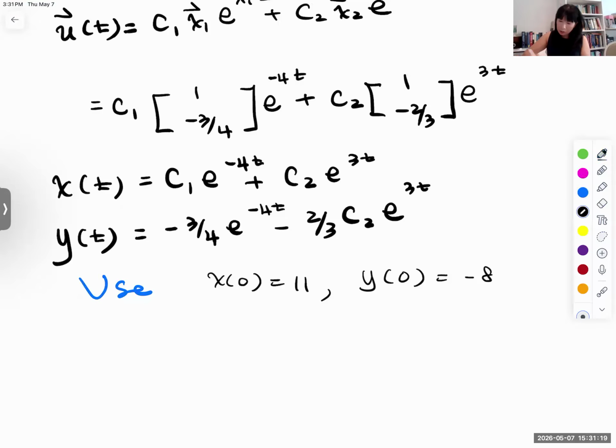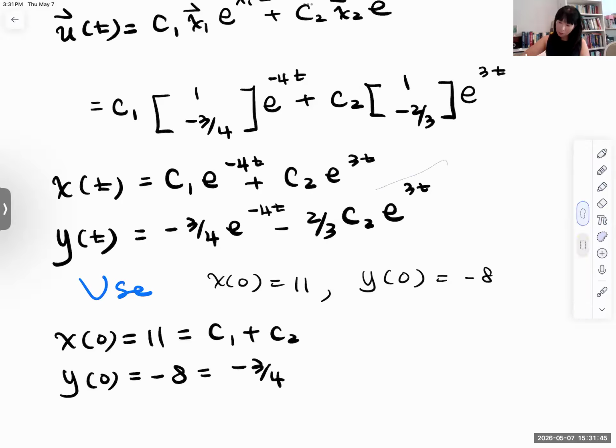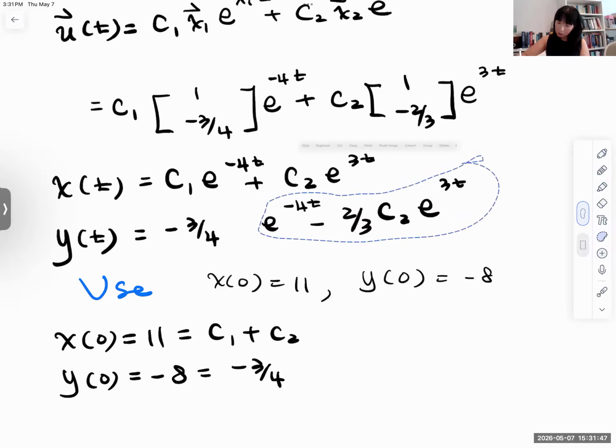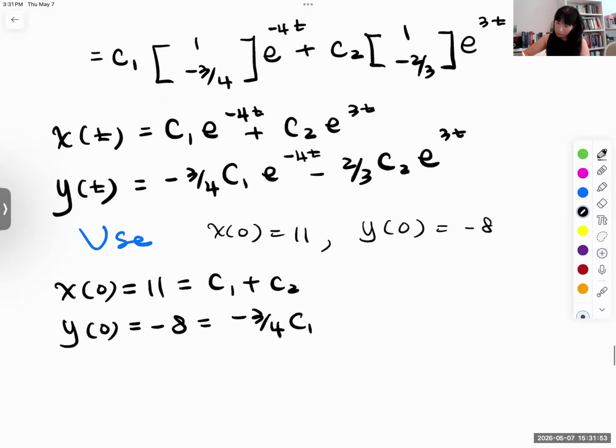So x of 0 equal to, when t equal to 0, is 11 given, and c sub 1 plus c sub 2, right? All right, now y of 0 equal to negative 8. Then we get negative 3 over 4 c sub 1, I'm missing c sub 1, right? So c sub 1 there, and minus 2/3 c sub 2.